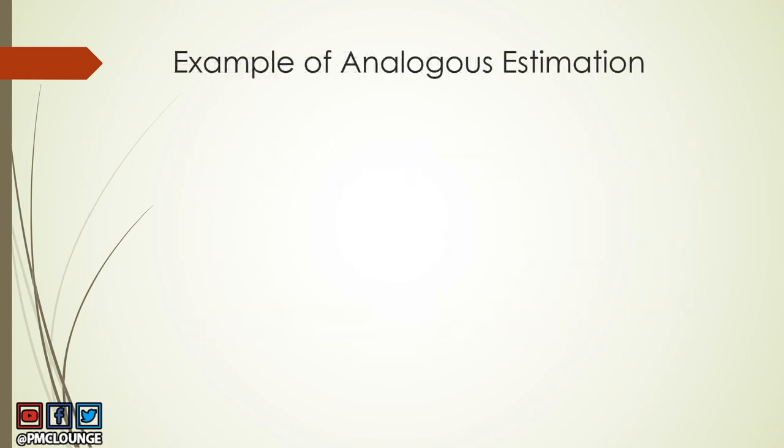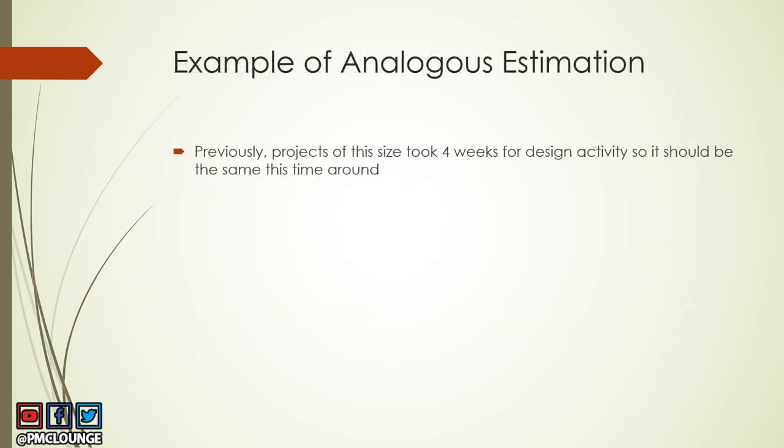Now let's look at an example of analogous estimation. Previously, projects of this size took 4 weeks for design activity, so it should be the same this time around. Basically, for the project you are assigned to, you look at it and believe that projects of this size have previously taken 4 weeks for design. So you estimate that it will take 4 weeks to complete design for this project.